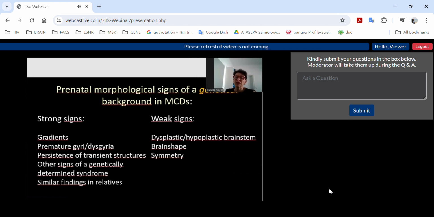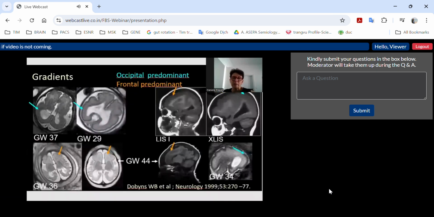morphological signs that may point to a genetic background. There may be rather strong signs, such as gradients, premature gyri or dysgyria, persistence of transient structures, or other signs of a genetically determined syndrome, and of course similar findings in relatives. Weaker signs are the presence of a dysplastic or hypoplastic brainstem, the shape of the brain, and symmetry or asymmetry, it depends.